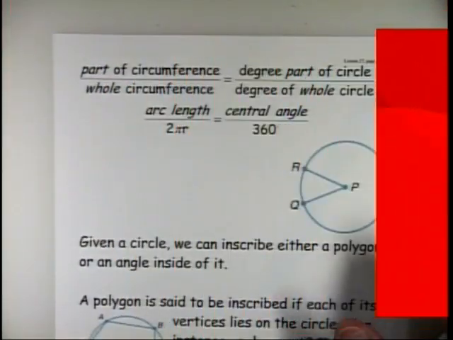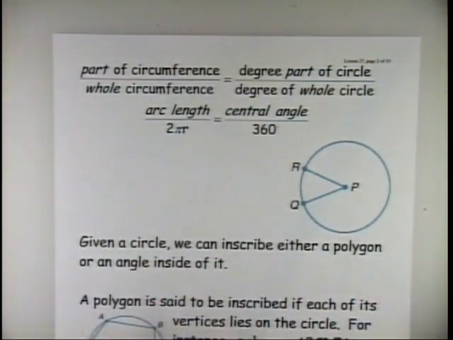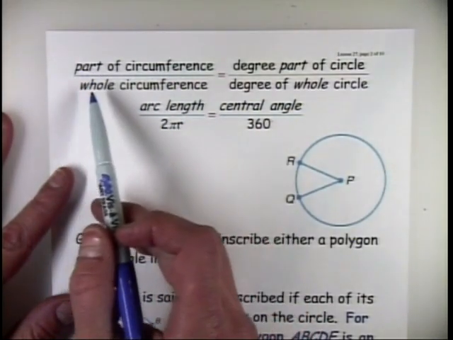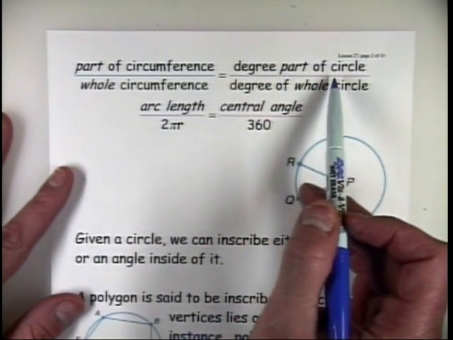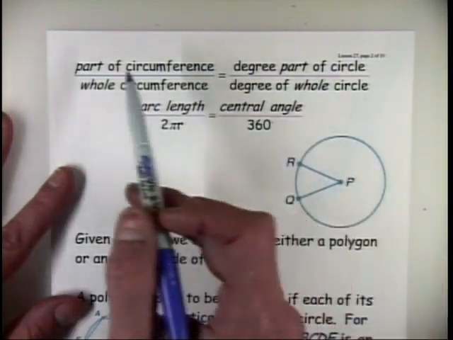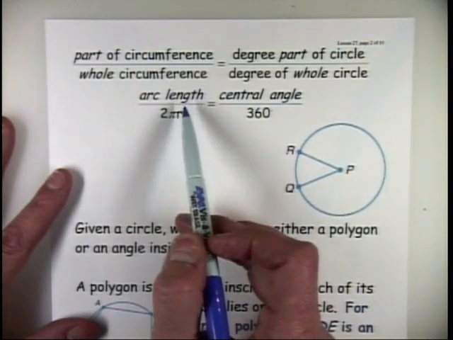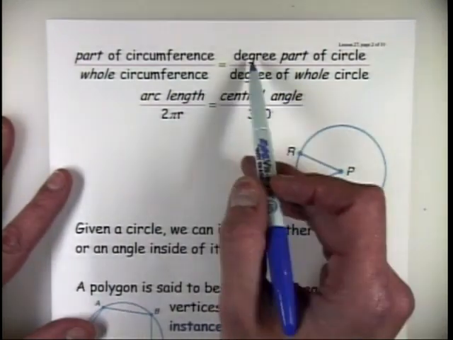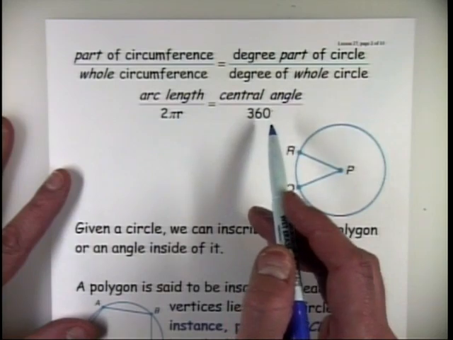When you're setting up proportions, it's real easy to set them up if you think part to whole equals part to whole. So I've put those key words in here. We're going to look at a part of the circumference, which is our arc length, to the whole circumference, and that's going to be proportional to the degree part of the circle, which is our central angle, to the degree of the entire or the whole circle. So part to whole, part to whole. So let's go ahead and plug in. The part of the circumference is our arc length, that's S, is to the whole circumference, which we know is 2 pi r. The part of the circle is the central angle, and the degree of the whole circle all the way around is 360 degrees.